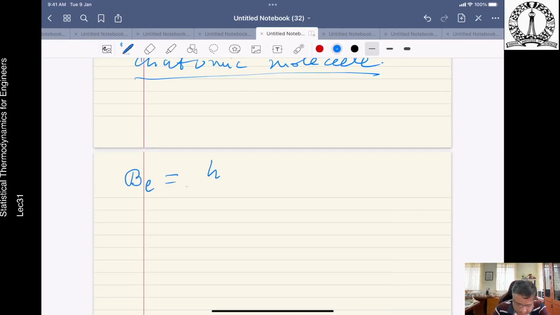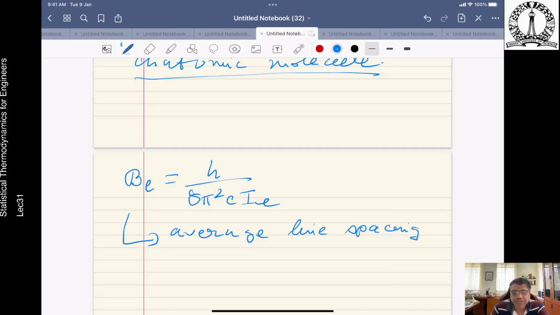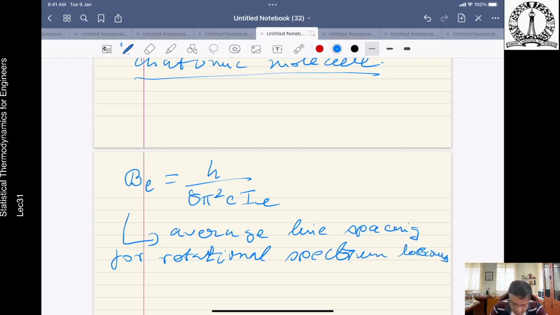BE is equal to h over 8 pi squared c IE. This gives out important information, that average line spacing, right? Got it? Average line spacing for rotational spectrum becomes narrower for heavy molecules, for heavier molecules.